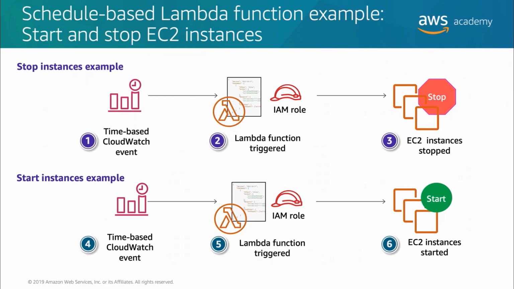First, a CloudWatch event is scheduled to run a Lambda function to stop your EC2 instances at the end of the workday. Second, the Lambda function is triggered and run with the IAM role that gives the function permission to stop the EC2 instances. Third, the EC2 instances enter the stopped state. Fourth, at the start of the workday, a CloudWatch event is scheduled to run a Lambda function to start the EC2 instances. Fifth, the Lambda function is triggered and run. And finally, the EC2 instances enter the running state.